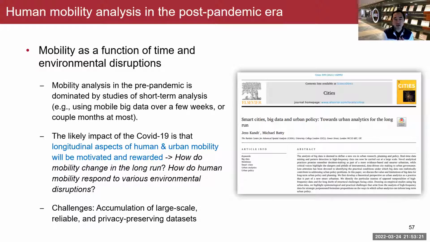But of course, the challenges would be the accumulation of the data sets. So very different to other data sets like remote satellite images. Like mobile data and other smart card data, it's very hard to gather for multiple years. So these would be challenges down the road.